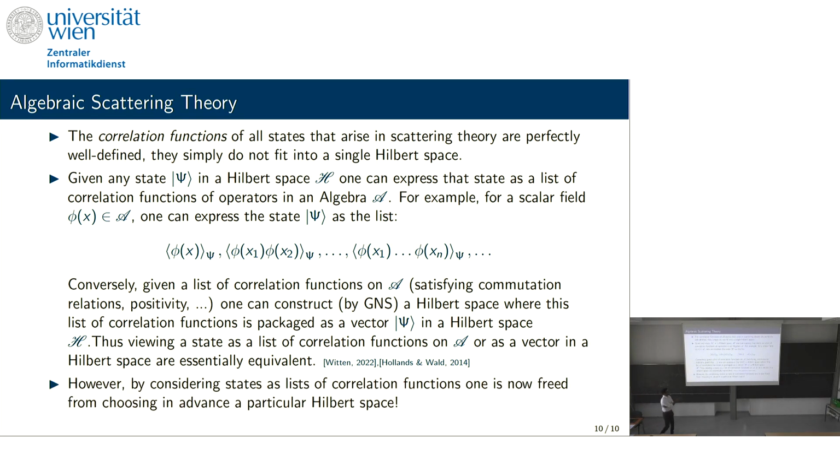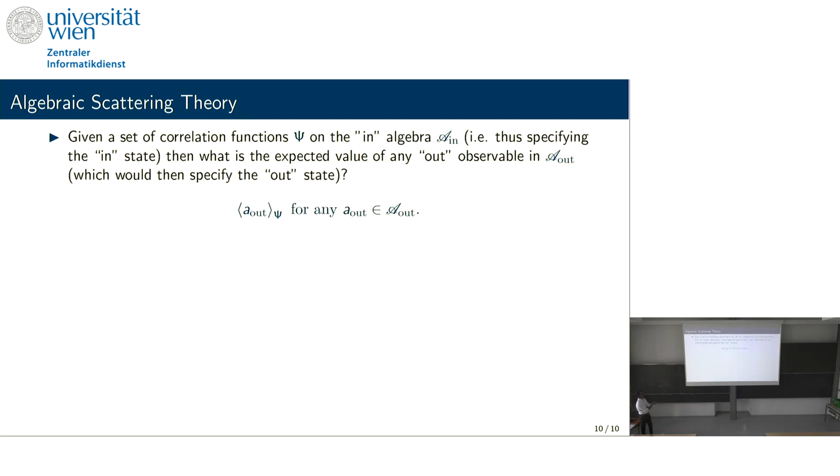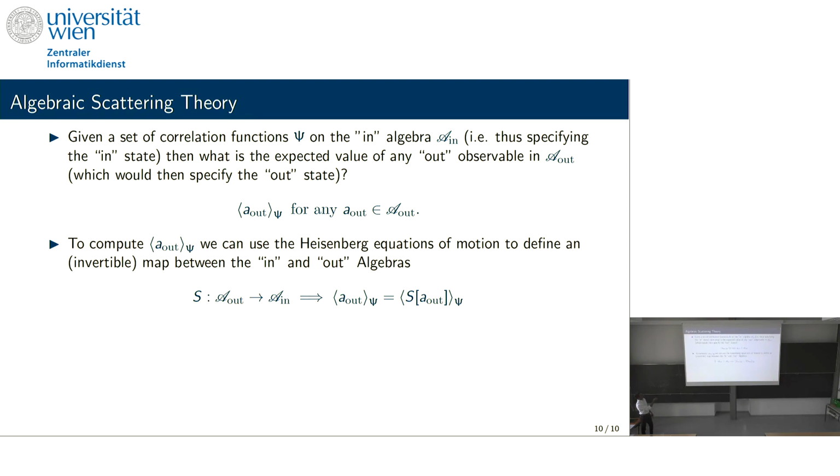However, considering states as a list of correlation functions, one is freed from choosing in advance any particular Hilbert space that I want to be considering. And that is the whole point, in my point of view, of solving this problem. Given a set of correlation functions on some in algebra, you could ask, what is the expected value of any out observable in that state? You can use the Heisenberg equations of motion to map this out algebra element to the in algebra, and compute any correlation function of any out algebra element you want in terms of the in correlation functions that you sent in.